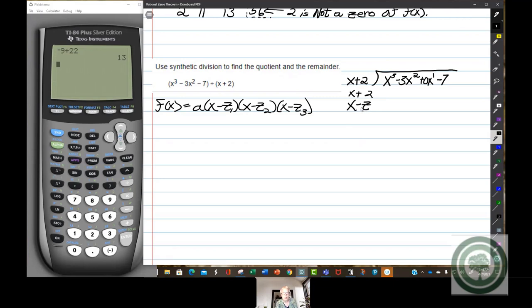How can I make it look like that? Well, if I have x minus negative 2. So the 0 in this is negative 2. Another way to do this is to set x plus 2 equal to 0 and solve for x, so you'll get x equals negative 2. Now, why am I doing that? I'll show you. Because what they're asking me to do here, let's read the whole thing. Use synthetic division to find the quotient and the remainder. Okay, the quotient is what you get up here when you divide. And the remainder is what's left over.